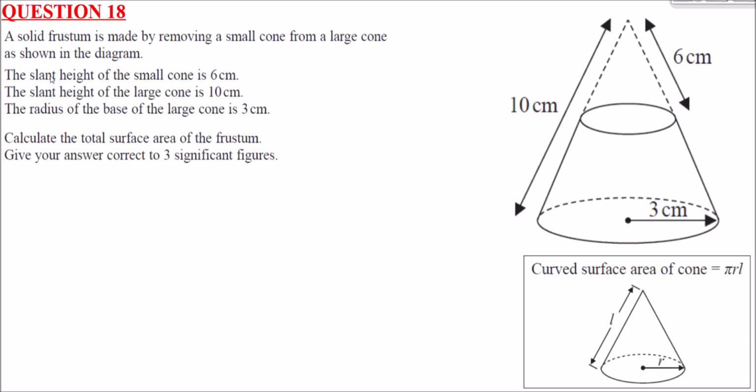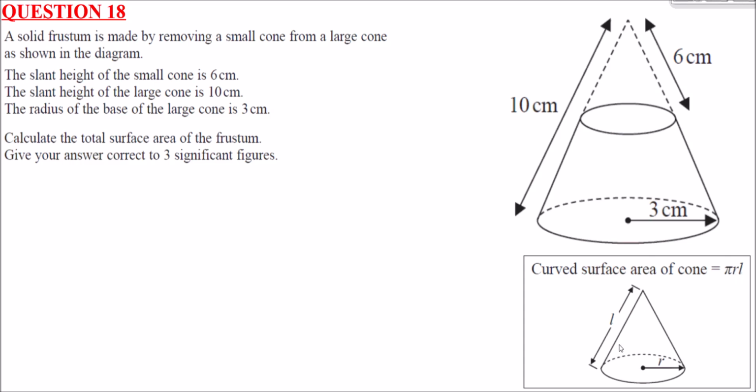It talks about the slant height of the small cone being 6. The slant height of the large, whole, complete original cone would have been 10 from top to bottom, and the radius of the base of the large cone is 3 here. We need to work out the total surface area of this frustum. Give your answer correct to 3 significant figures. And in the formula we've been given, the curved surface area of a complete cone is pi times the radius times L, where L is the slant height.